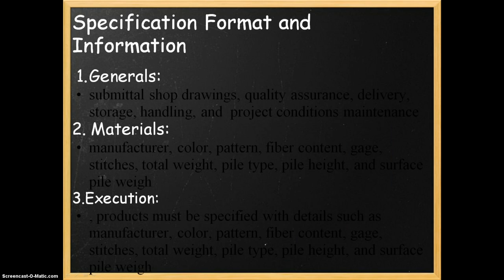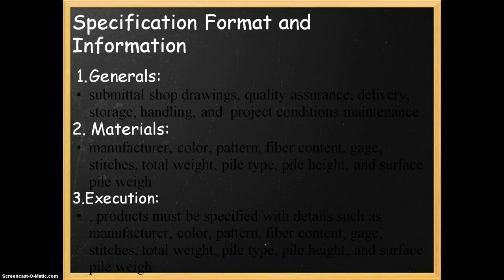Specification, format, and information is the next section. And when a carpet is being specified, it is located in the same area that regular carpet is specified in. And there are 3 parts for the specification, the first being general, the second is material, and the third is execution.